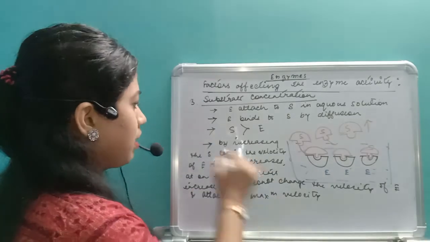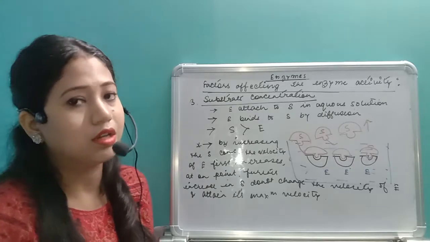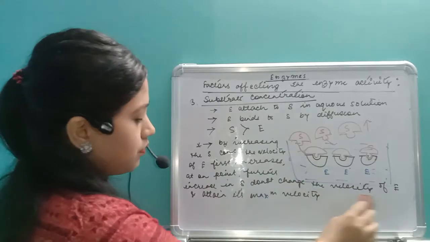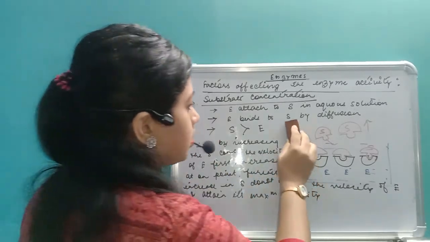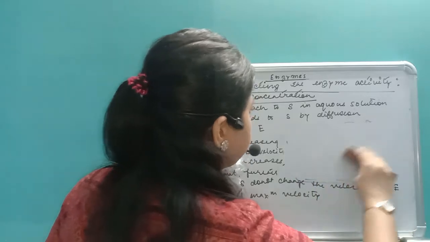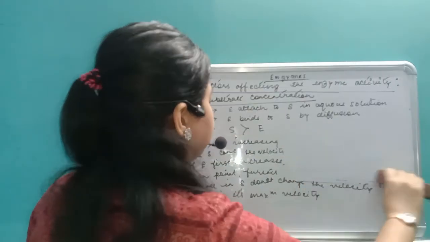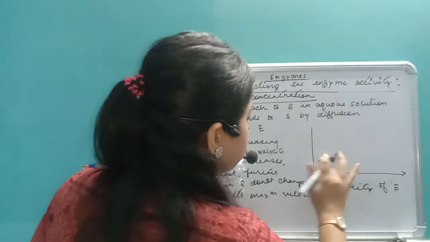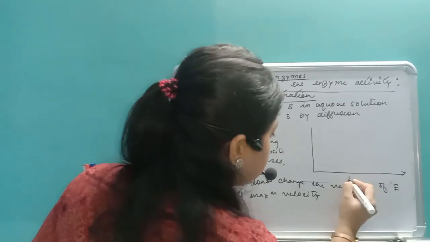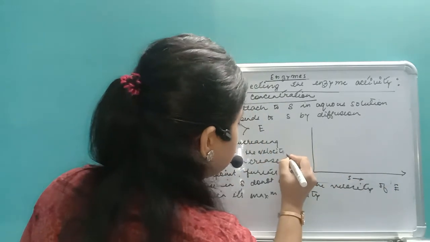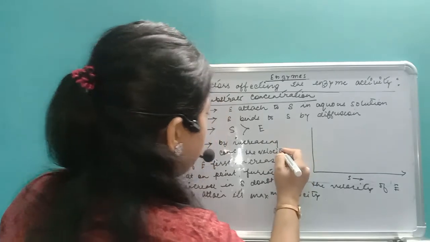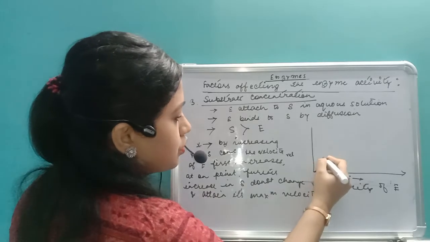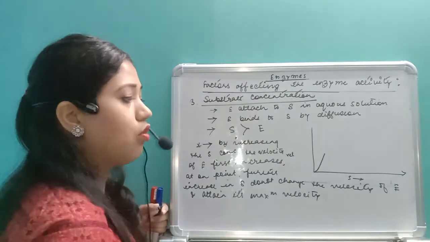Okay, so this point we will show in a graph. Let's see what will happen when we put this specific sentence in a graph. This is the graph here. We will take the substrate concentration on the x-axis and the velocity on the y-axis. First, as we increase the substrate, the enzyme velocity will also increase.